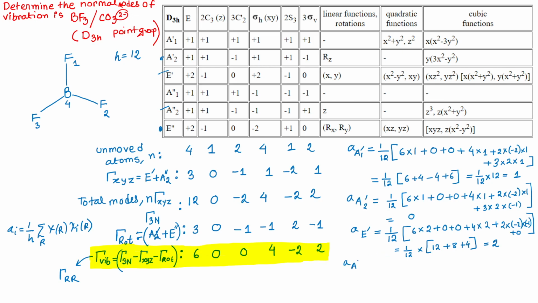What about A double dash 1? 1 over 12, 6 into 1 plus 0 plus 0 plus 4 into minus 1 plus 2 into minus 2 into minus 1 plus 3 into 2 into minus 1. So that is 1 over 12, 6 minus 4 plus 4 minus 6, that is 0.